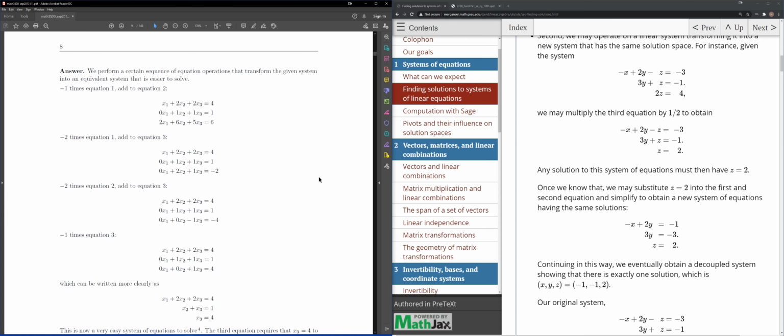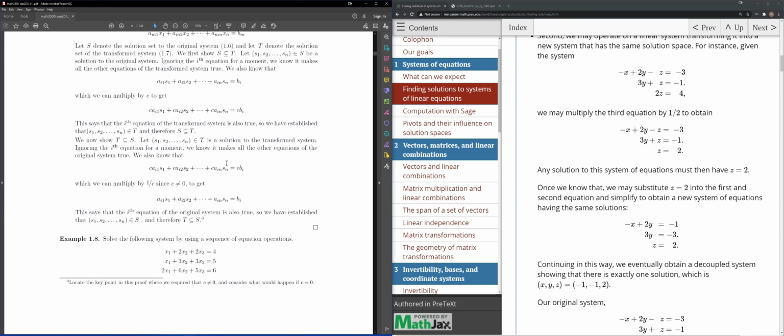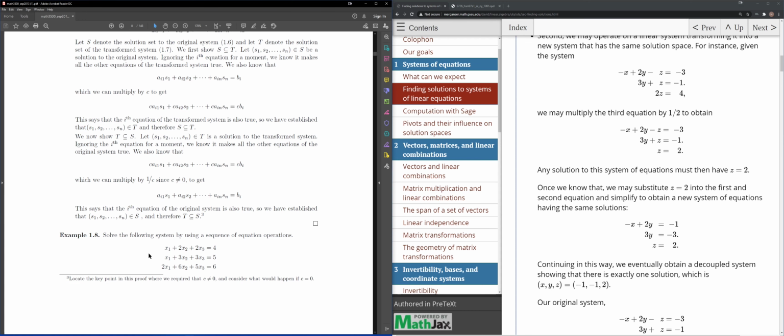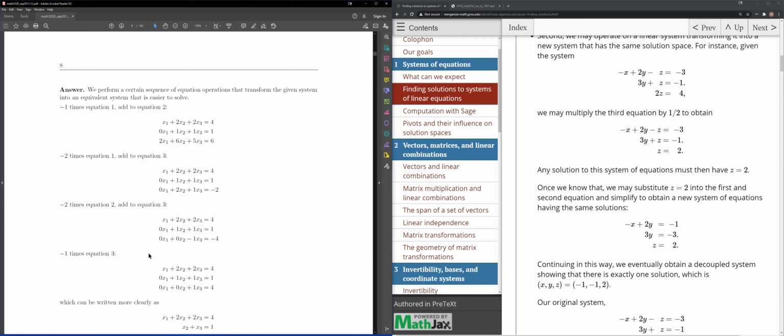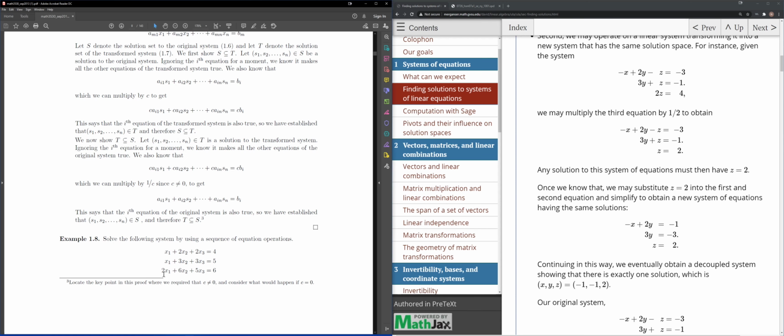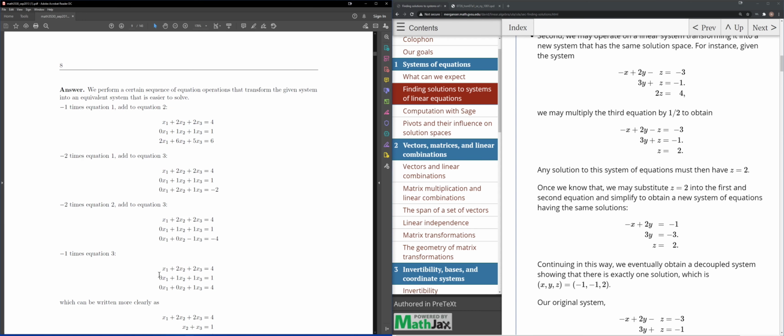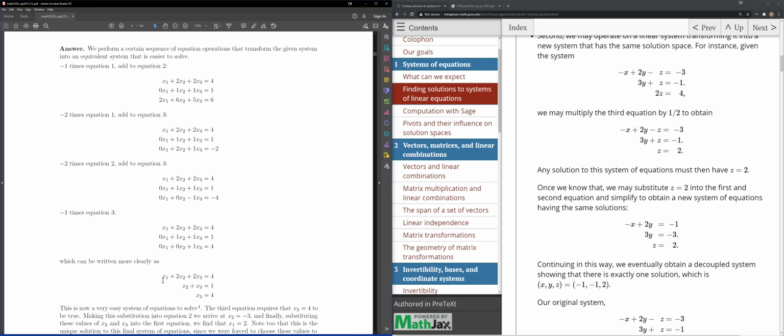Okay, so let's use this example here. This is my original system. For this example, I have three variables and three equations. The objective is to transform the system in a systematic way. You don't want to radically transform it so that you alter the solution space, but you transform it until you get something of this triangular form.